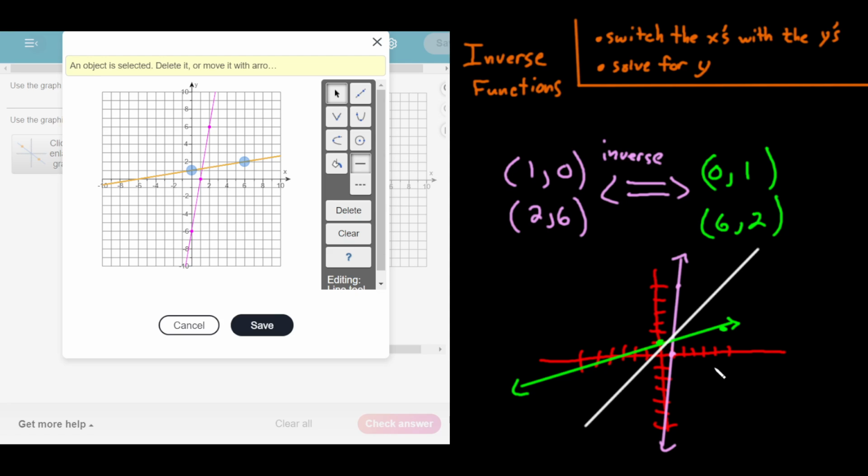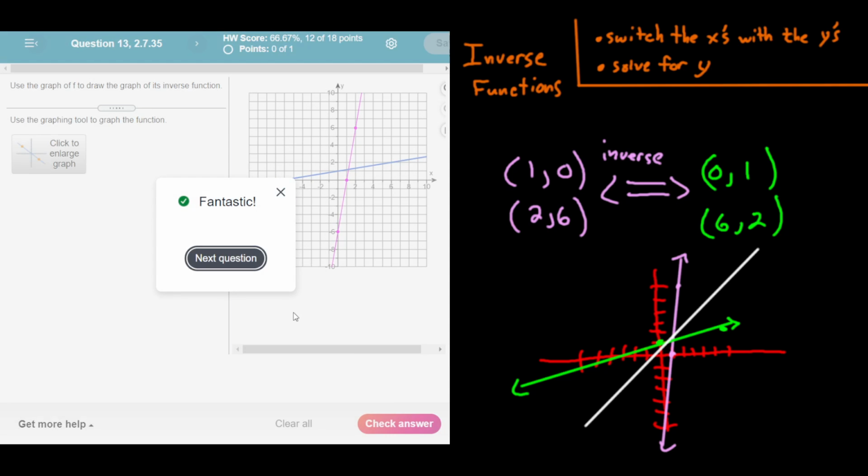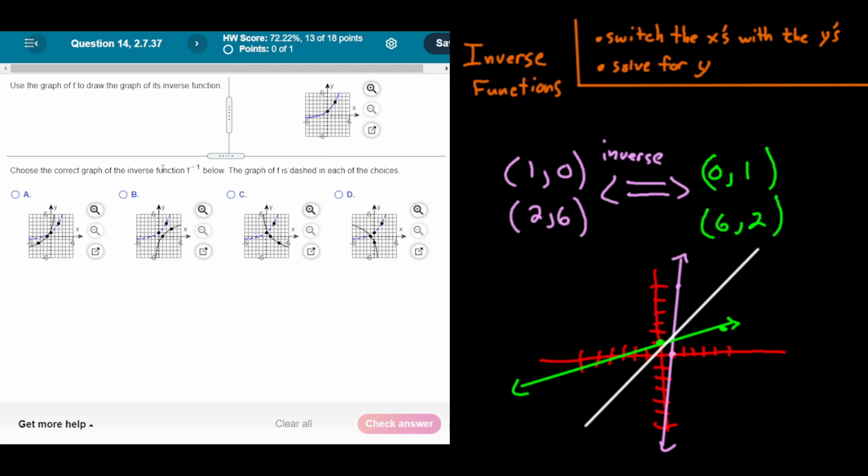So if you ever generate a graph and connect all the dots and make some rough sketches, or some actual sketches, I should say, run a line going straight through the origin, straight through the middle, like the white line, and see if it creates a mirror image of the other one. And the answer would be yes, they are inverses of each other. So let's hit save, check answer, got it, fantastic. Good stuff.